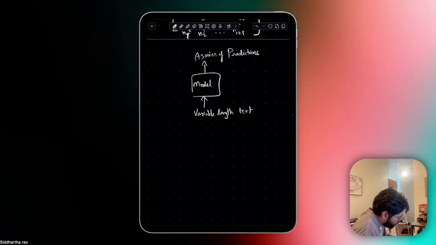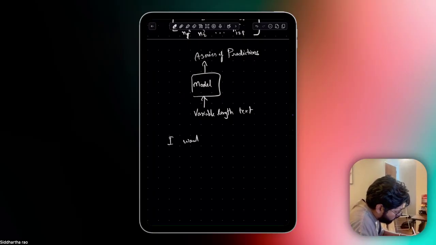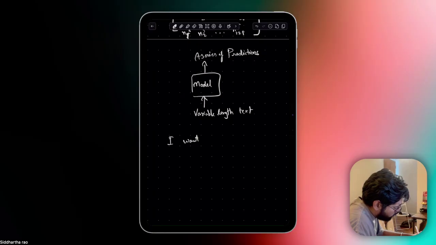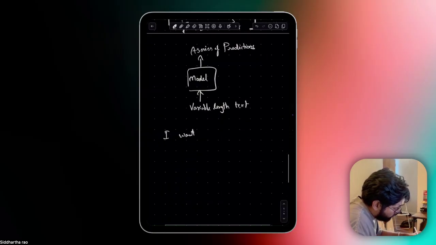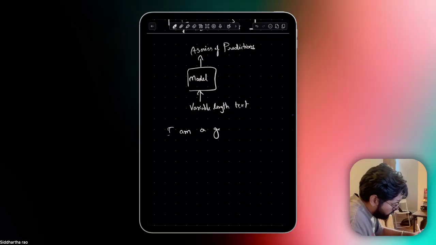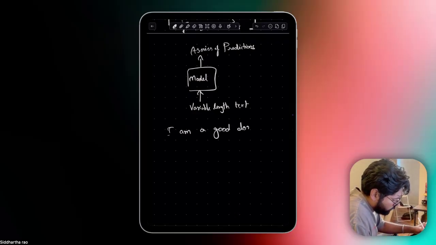So in this case, the example is: I am a good dog.